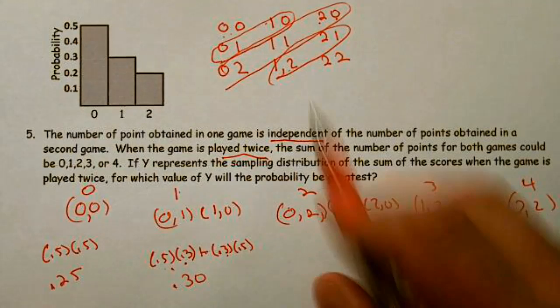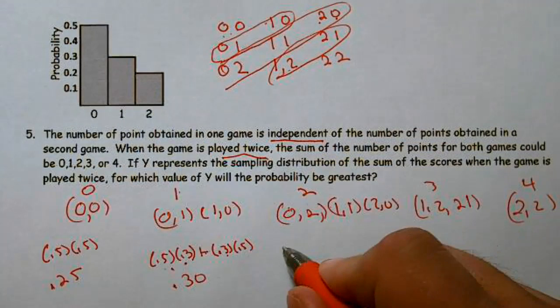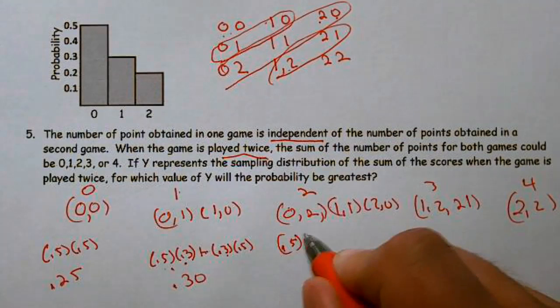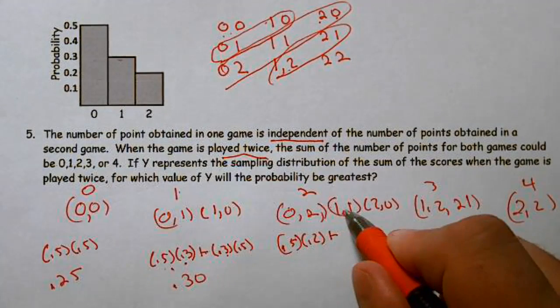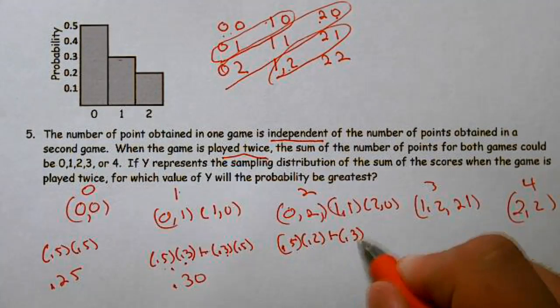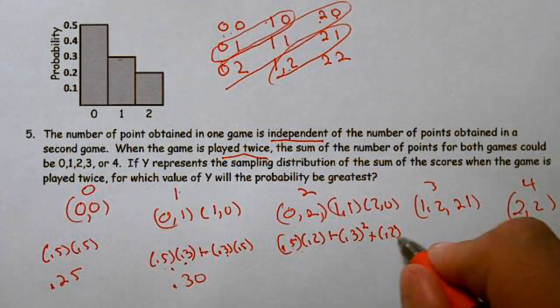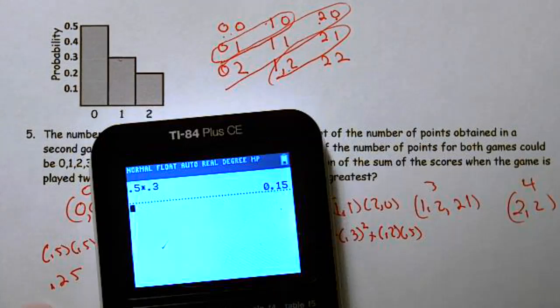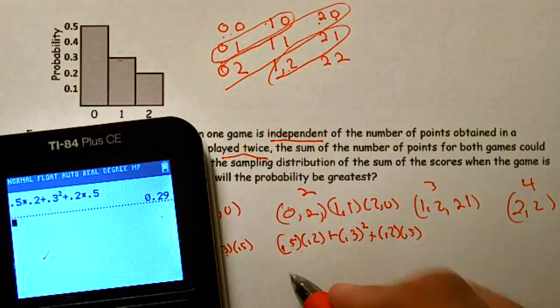Good. Okay, I can get a 0 and a 2. A 0 is 0.5 and a 2 is 0.2, plus the 1 and a 1 is 0.3 times 0.3, or 0.3 squared, plus a 0.2 times 0.5. So 0.5 times 0.2 plus 0.3 squared plus 0.2 times 0.5 is 0.29.